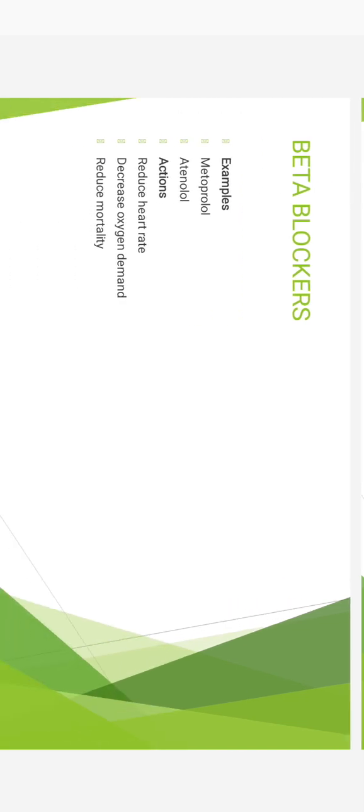Next, beta blockers. Beta blockers such as metoprolol and atenolol reduce heart rate and myocardial contractility. By reducing cardiac workload, they decrease myocardial oxygen demand and help prevent recurrent ischemia and arrhythmias.